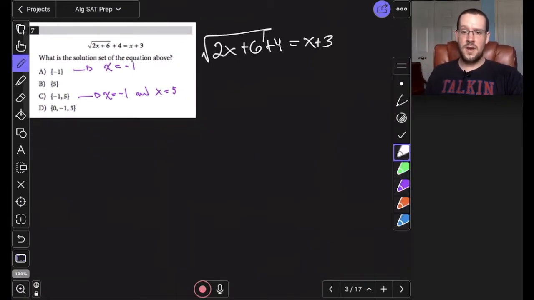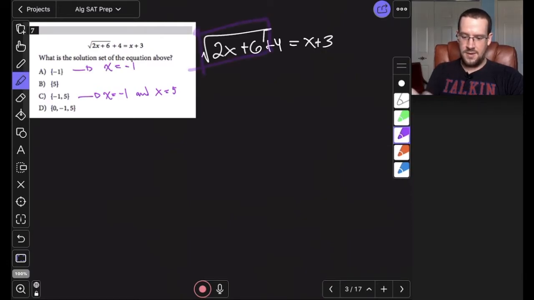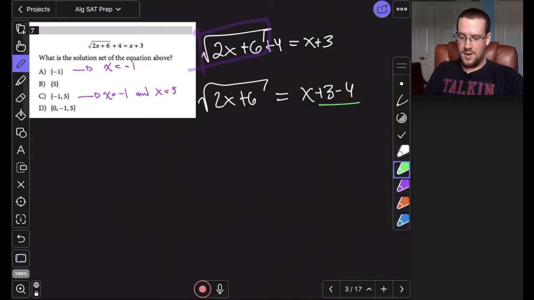So first thing we got to do here is get the junk by itself. My junk right here is the square root of 2x plus 6. This is disgusting. It's gross. It needs to be alone. You know, plus 3 minus 4 is minus 1.